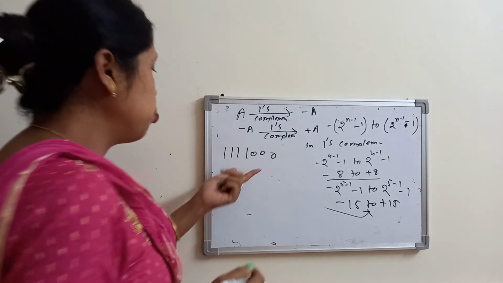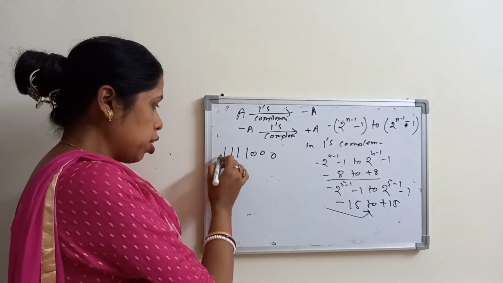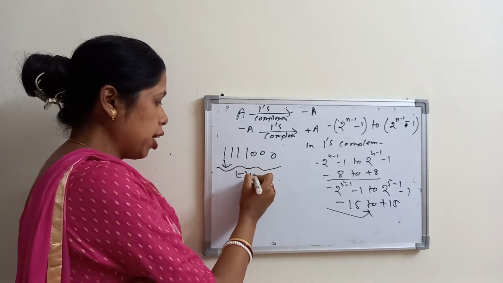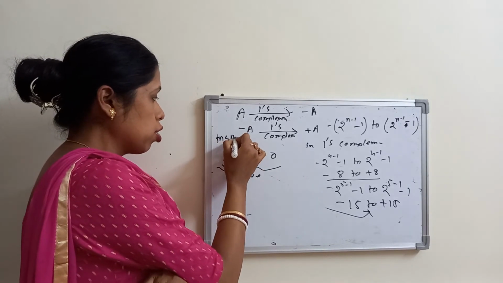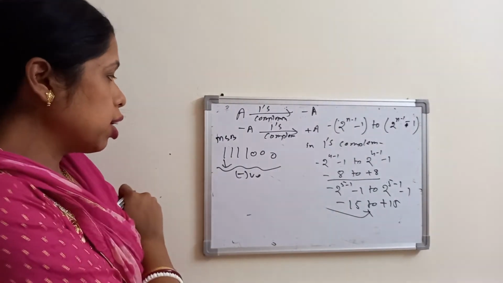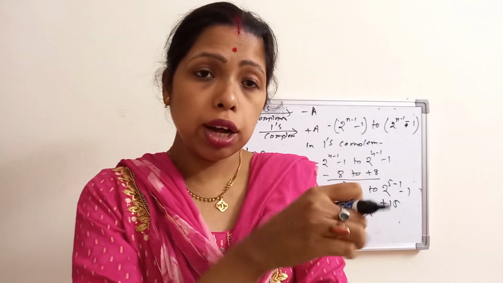Okay, so in the binary number here, I can see the MSB is 1. That means the entire number is negative, right? You see the MSB is 1, so the entire number is a negative number, right? So first you have to calculate the positive number.